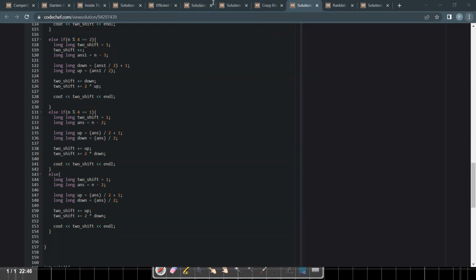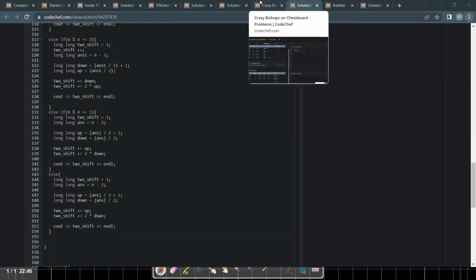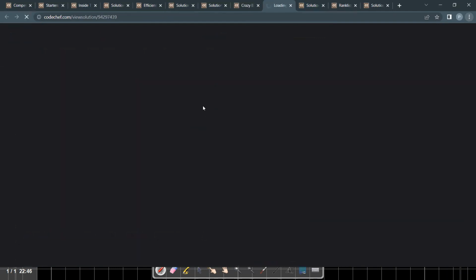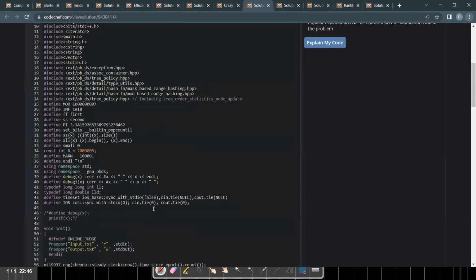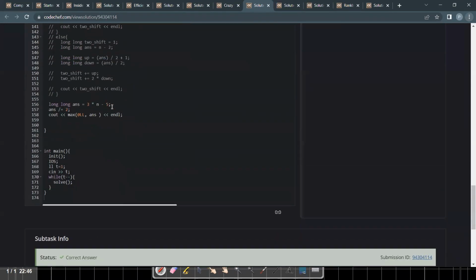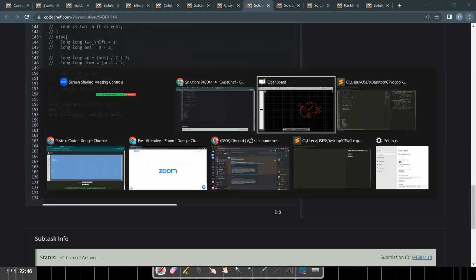Okay, I feel no one is there. So now I'm going to explain the best solution of it. That is, not this one, it is this one. This is a very brute force approach. That is (3n - 5)/2, and (3n - 5)/2 would always work.